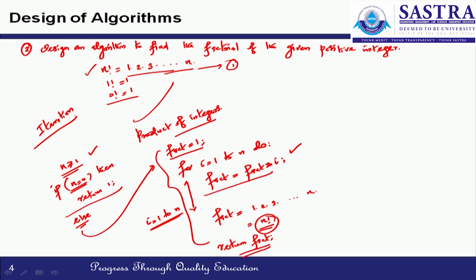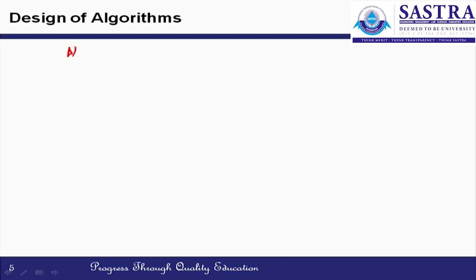Now let us design the algorithm to find the factorial of the given positive integer. Algorithm factorial n. What is n? n is the formal parameter, n greater than 0, n is an integer, that means n is a positive integer for which the value of n factorial should be computed. n factorial is equal to 1 into 2 into 3 into etc. n. This equation should be computed.